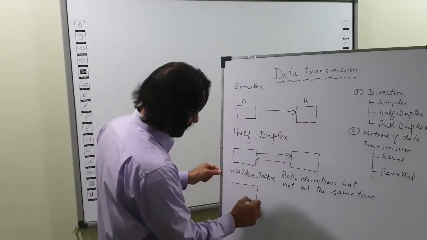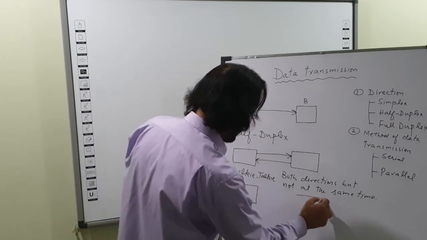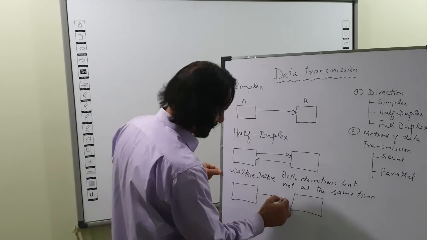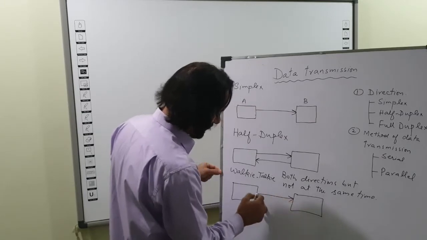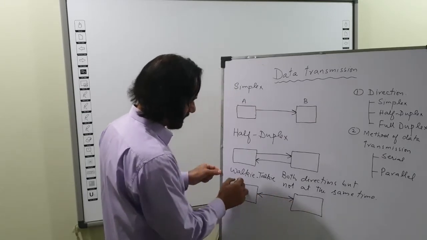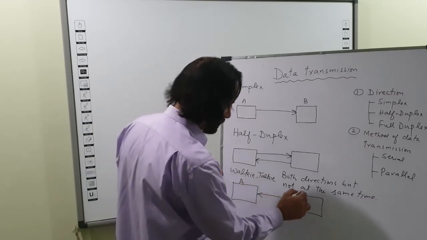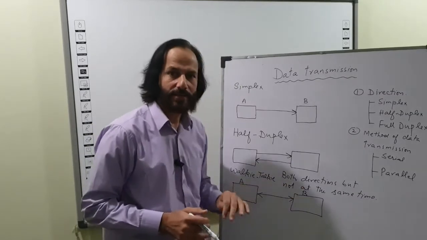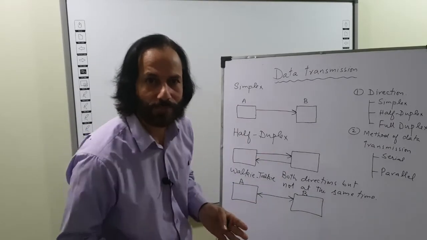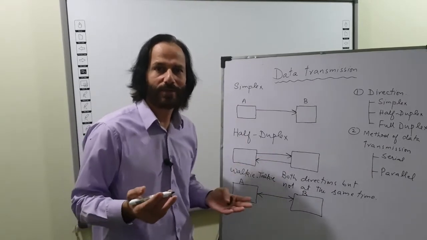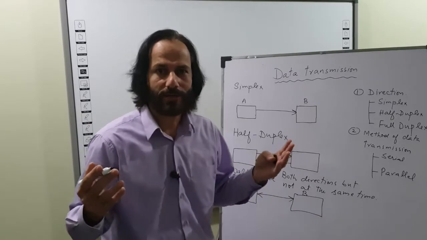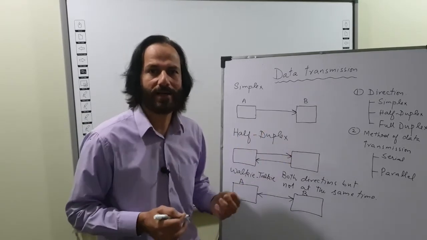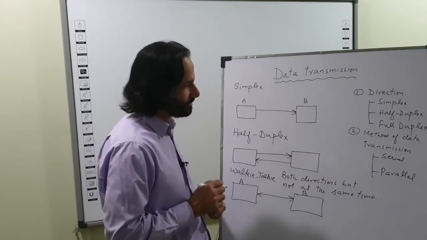And the third type is full duplex. Again, I consider two computers. Now the data can be transmitted in both directions simultaneously, from computer A to computer B. Data can be sent and received at the same time. The most common example is your internet broadband. We can send data and receive data at the same time.